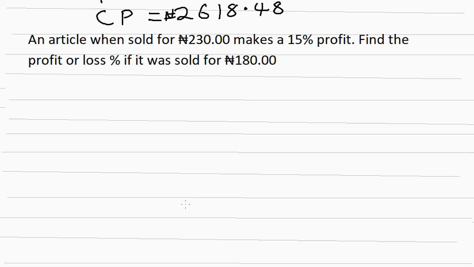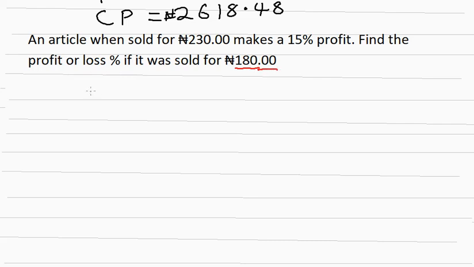Okay, here we go. So now this one goes this way. Of course, this should be simple interest. No, this is profit. The question goes this way. An article when sold for 230 naira makes 15% profit. Find the profit or loss percent if it was sold for 180 naira. So now we are being asked to find the profit or the loss percent of this same item when it is sold by this.